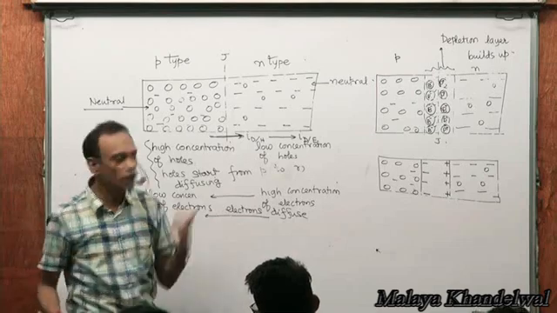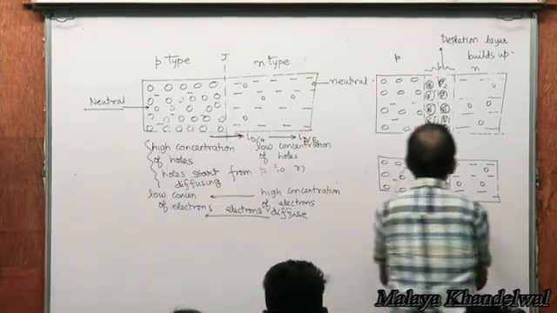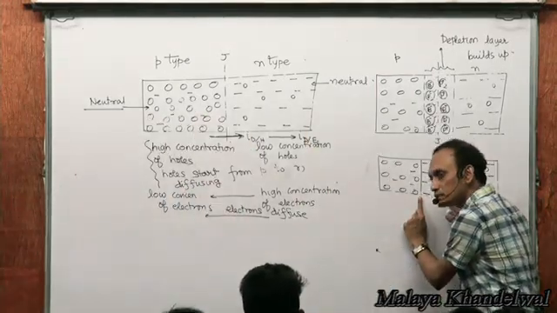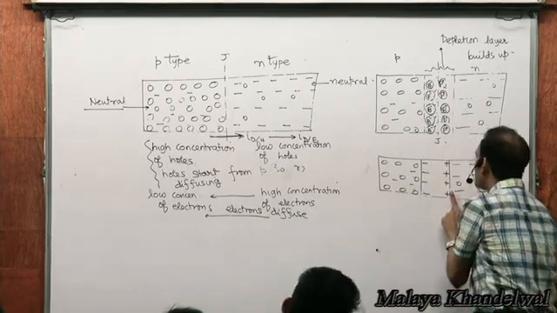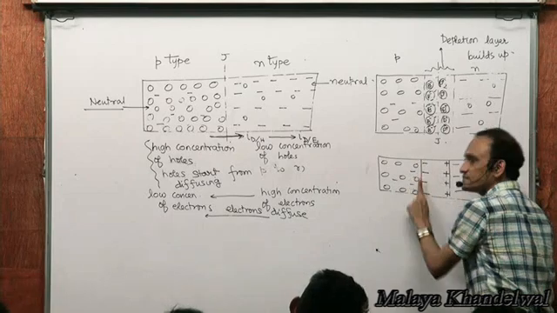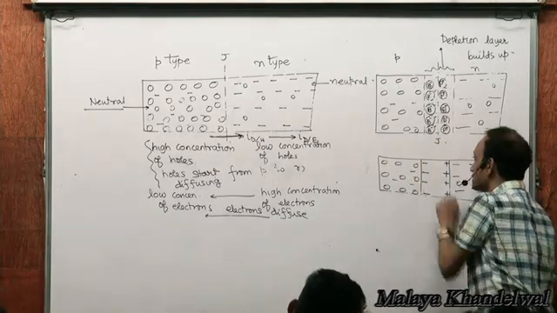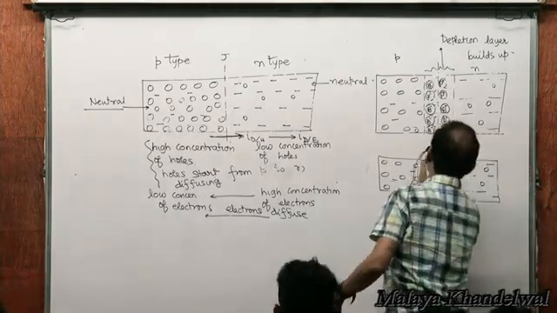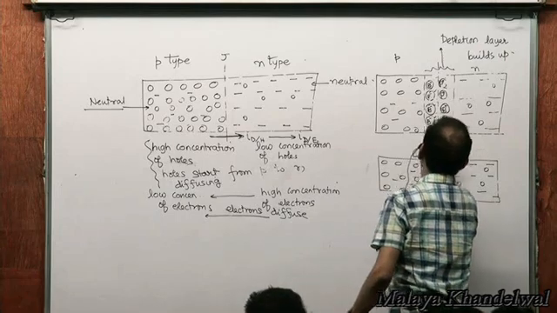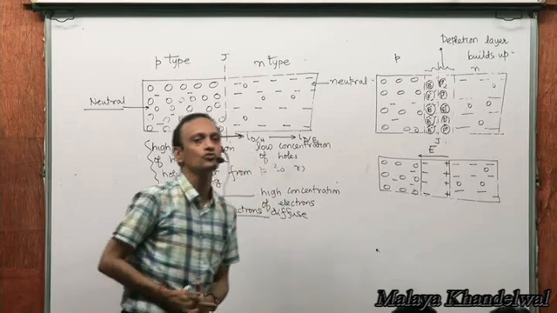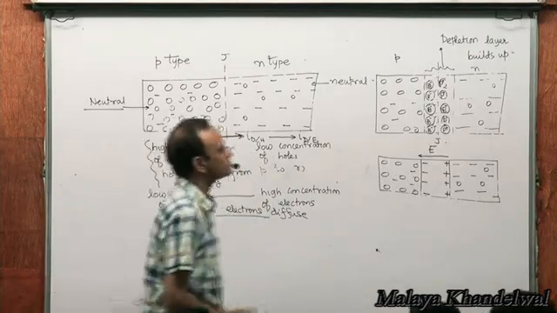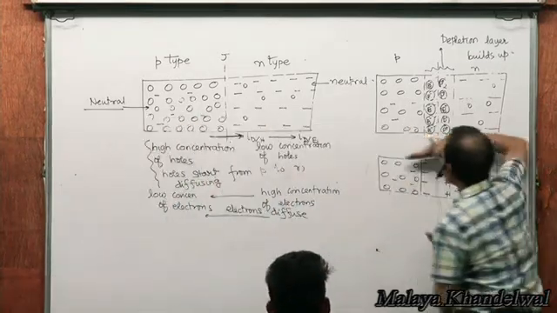Not true. What really happens is, there is a build-up of depletion layer. And it's as if this layer is positively charged and this layer is negatively charged. So you would expect an electric field in this direction across the depletion layer. Yes or no? Right?